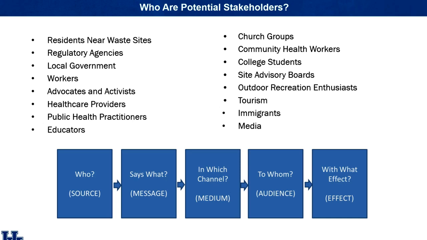Says what? What messages are going to resonate? How can we frame them in a way that's culturally appropriate and we're not stepping on people's toes? In which channel? How are we going to best reach the people who live near the plant? You know, is it through the schools? Is it through their kids? Do we send home information with their children? To whom? Who's the most important for the information? And to what effect? What are we really trying to move the needle on?